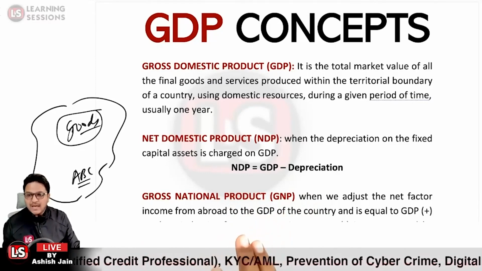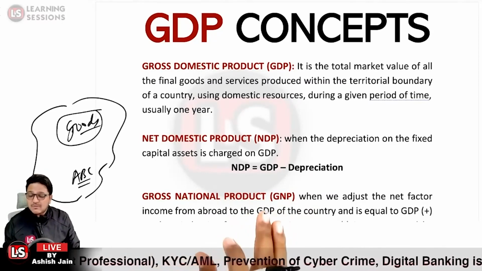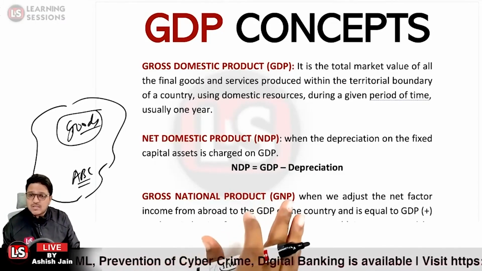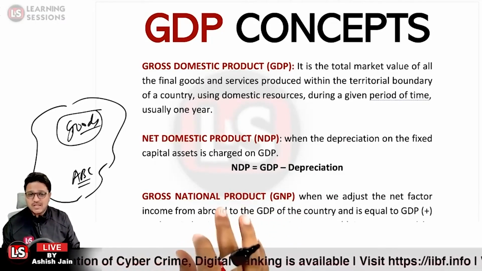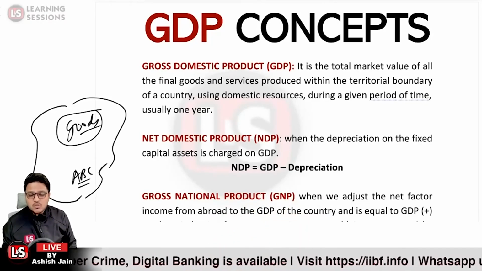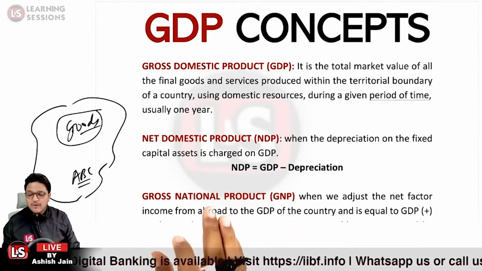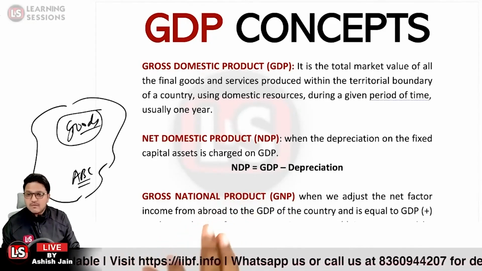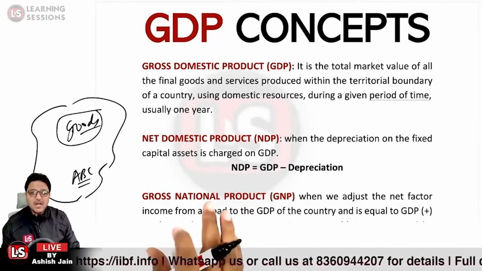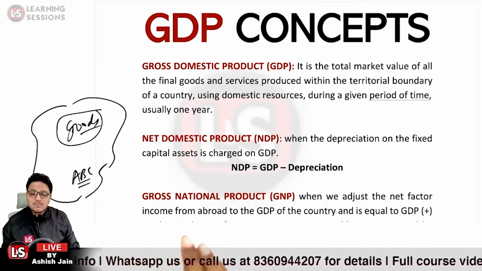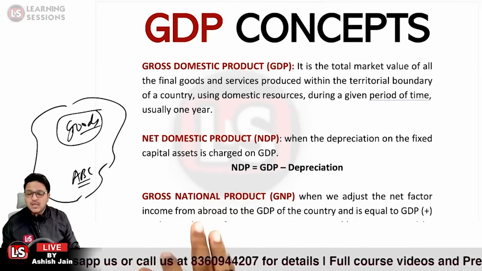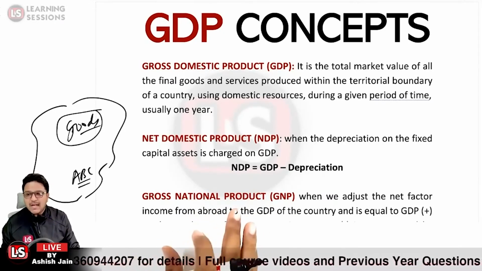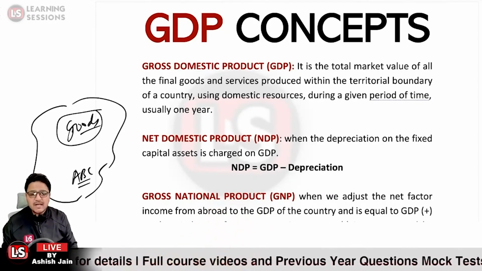These concepts are very, very important because they come up in the exam as one-liners or under statement-type questions, and they are also helpful for understanding the case study concepts. So GDP is related to the final goods and services and the market value associated with them, and those goods and services must be produced in the country using the domestic resources within a specific period of time, usually a year. So that is the GDP concept. And the NDP is basically GDP minus the depreciation.